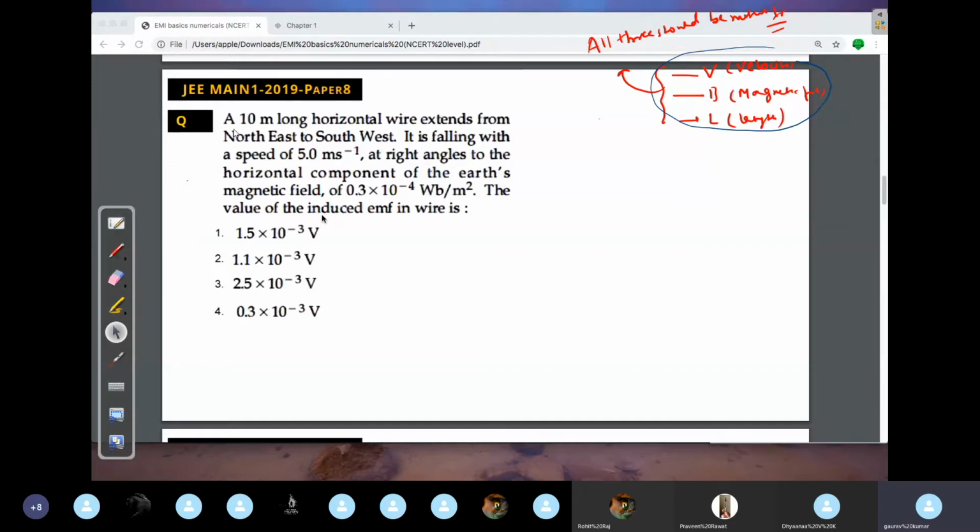I treat this question as one of the questions where you have to visualize 3D in your mind. Then only you can solve these questions. And if you solve this question, trust me, you have a clear understanding of 3D visualization here.